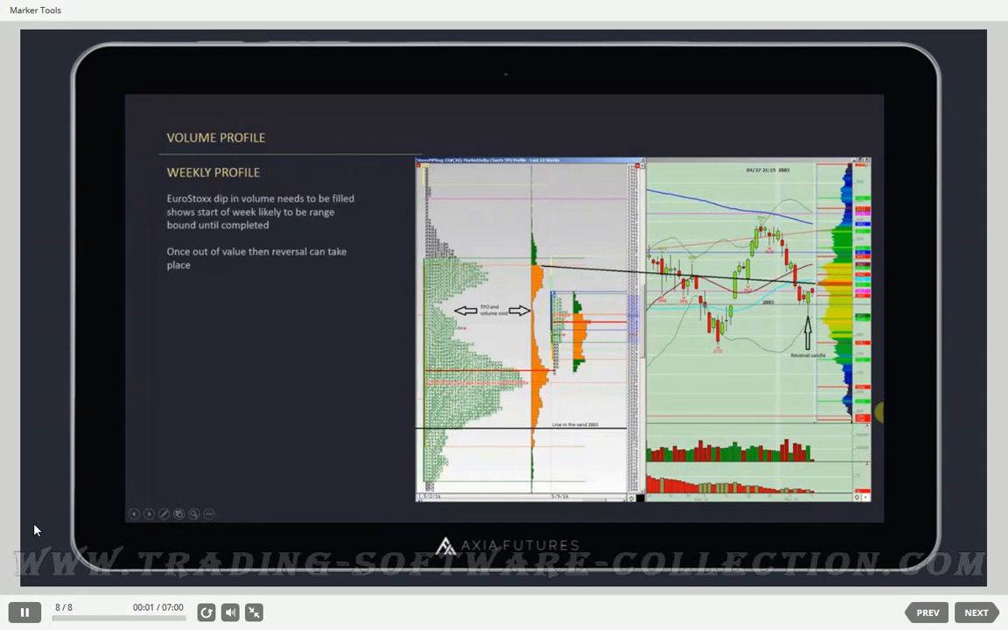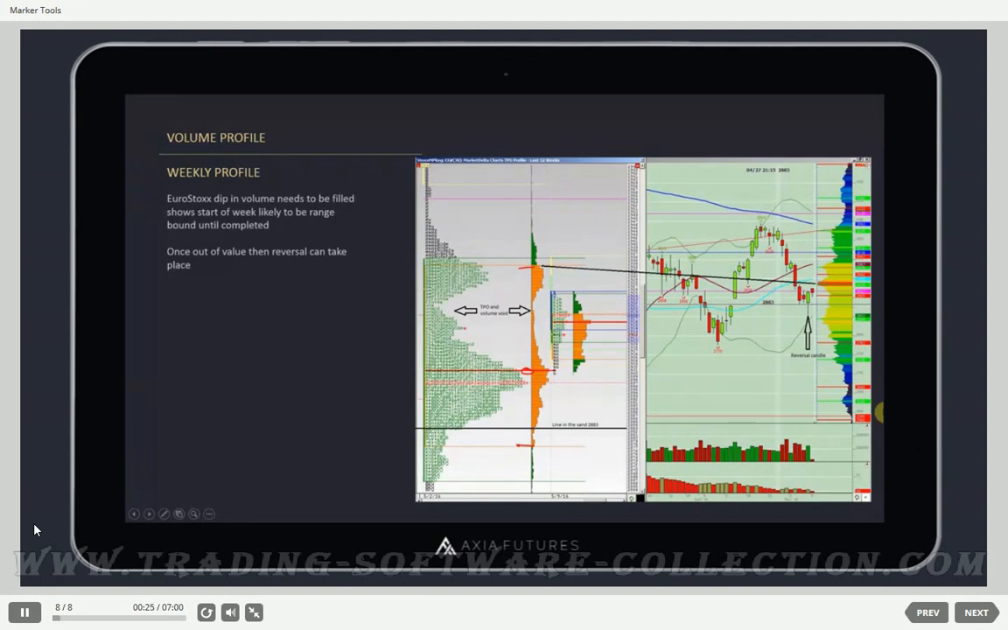I do this at the beginning of every week. I check my weekly profiles and mark on the very key areas for the week, notably the weekly value area high, the weekly value area low, the weekly VPOC. They're key areas that I want to be considering, and also the shape of the profile. As you can see, we've essentially got a double distribution week here on the Euro stocks.